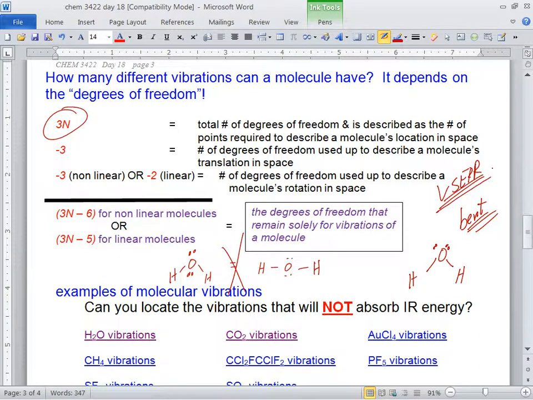Okay, so it's bent. So that means we're going to be following nonlinear, 3n minus 6. So how many vibrations, Brandy, does water have? You have to use the 3n minus 6 formula. Water should have how many vibrations?